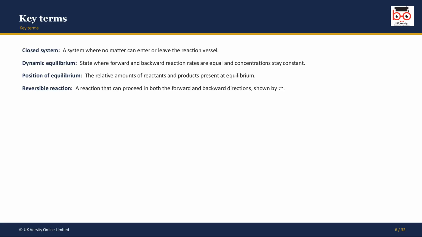A few definitions to nail down. A closed system is one where no matter can enter or leave the vessel. Dynamic equilibrium is the state where the forward and backward rates are equal and concentrations stay constant. The position of equilibrium describes the relative amounts of reactants and products present, and a reversible reaction is one that can go both ways, shown by that double half arrow.